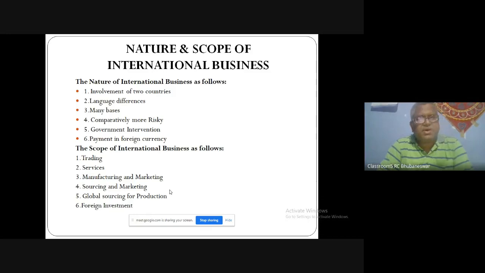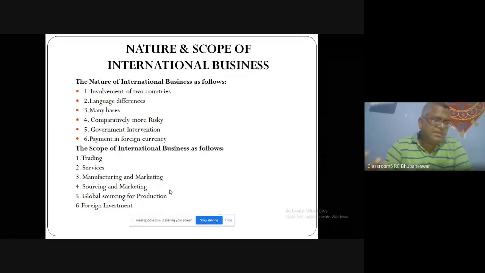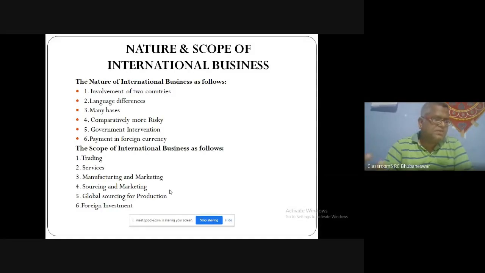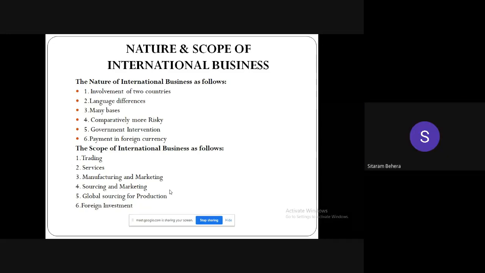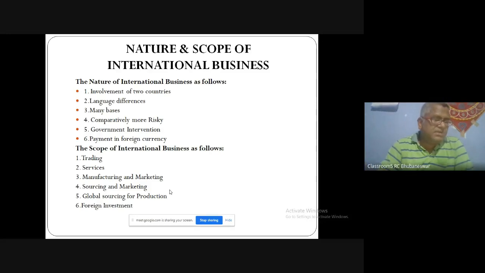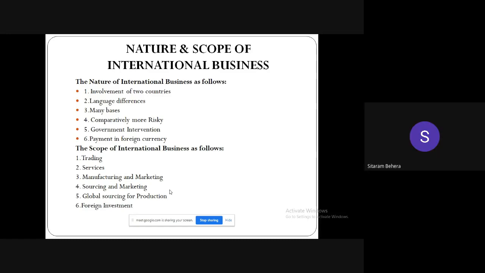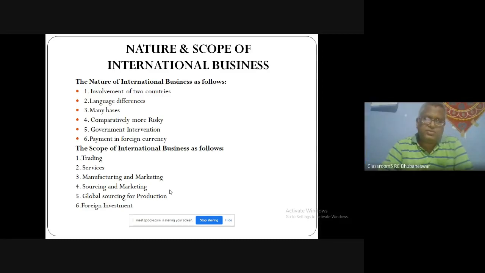International business is the involvement of two countries, and in the course of international business, language differences are there, and international business is based on many bases. Many bases means different countries have unequal distribution of natural resources, and that unequal distribution can be equalized with a new form, a new base of business. If some countries have more iron ore, or some countries provide other services, that unequal distribution can be equalized through this type of business.